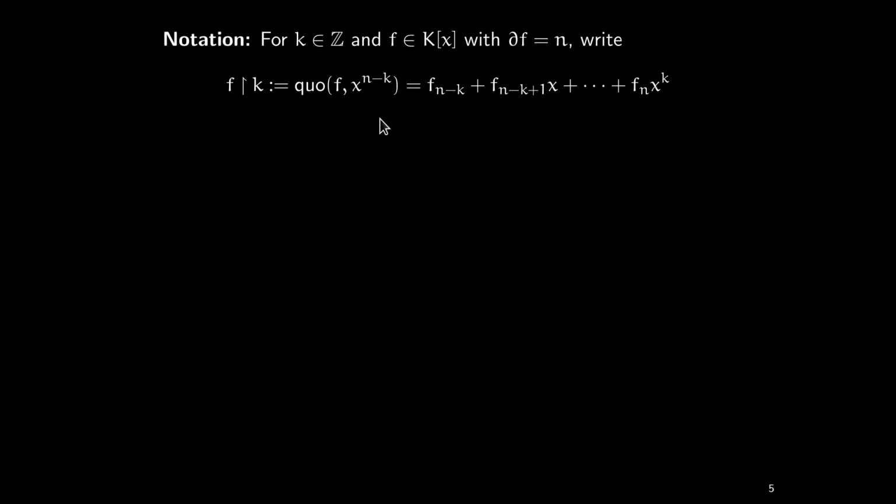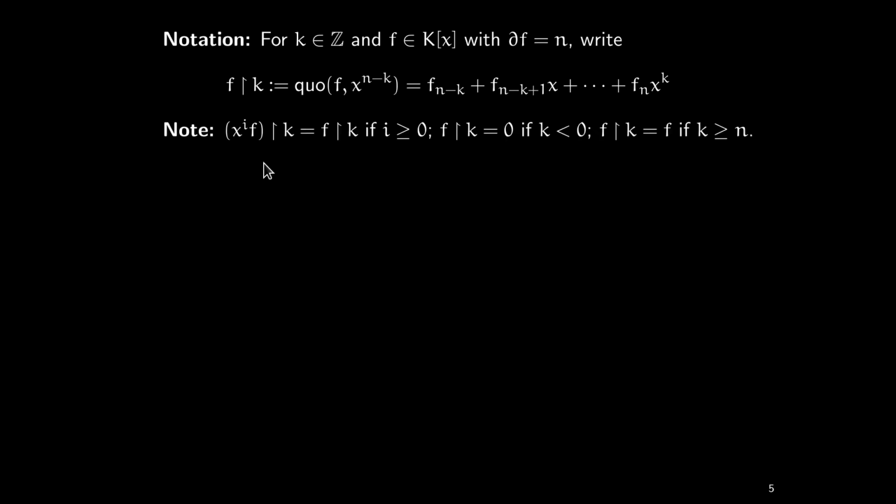Okay, so I can write it with this quotient of f by a monomial, but I'm assuming here, if I write it like this, that k is at most n. So if k is more than n, then this would be a negative exponent and I don't have a quotient. So that's not what I mean.